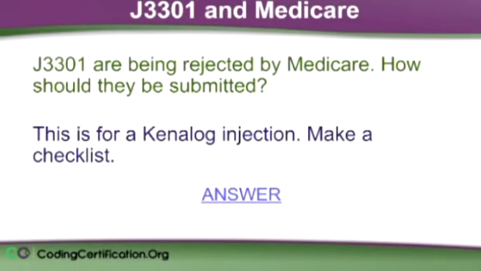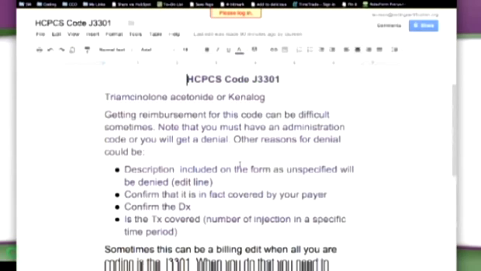HCPCS code J3301, they were having problems with it being rejected. This is actually for Kenalog. What Kenalog is, triamcinolone cream, or not cream, I think triamcinolone cream. You can get that over the counter. You may know what that is or not. But getting reimbursement for this code can give you some problems. We saw several things pop up in some other forums about people trying to get payment for that.